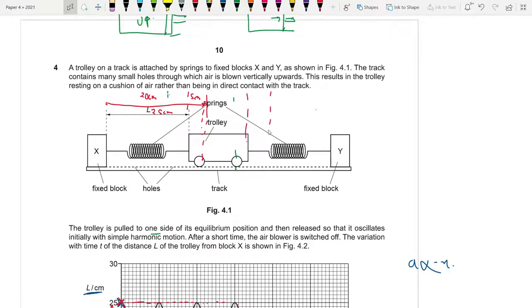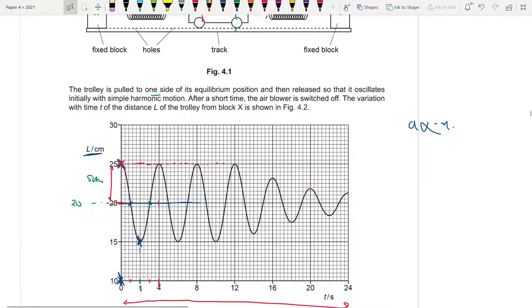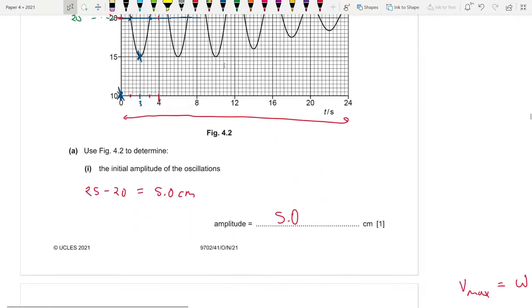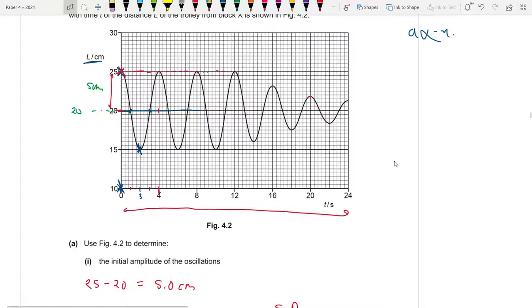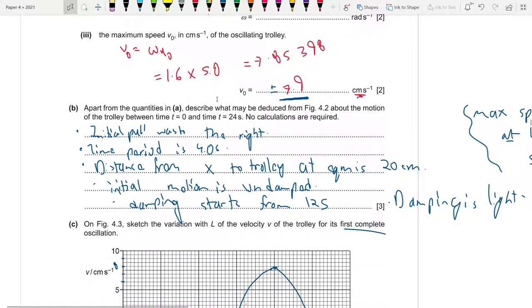And this trolley, right, we reduced the extension to 15 centimeter. That's what happened. Because why are we doing this? Because L represents the distance from block X. Since at time 0 the distance actually increased, the trolley was actually pulled to the right. Okay, that's the logic. If the graph was like this instead, if it was a minus cos graph like this, at time 0, if the distance became 15, it would be pulled to the left. Okay, so this is what we can deduce, that the initial pull was to the right.